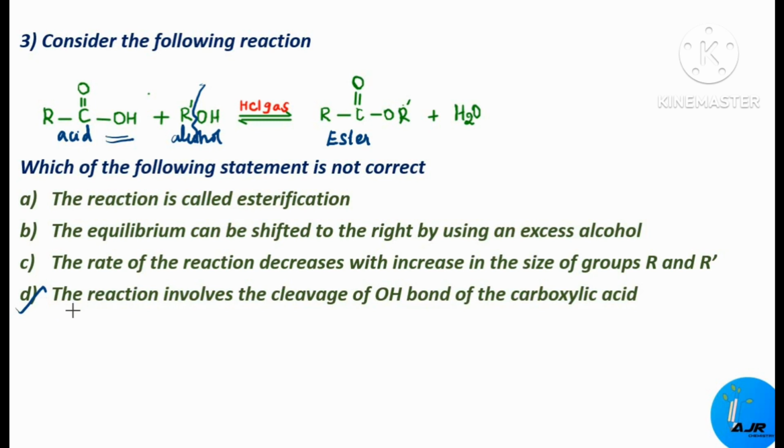So the wrong statement is one, that is the reaction involves the cleavage of OH bond of the carboxylic acid. This carboxylic acid OH group will not be undergoing any change, rather the ROH, that is alcoholic OH, will be undergoing cleavage. Can you understand?